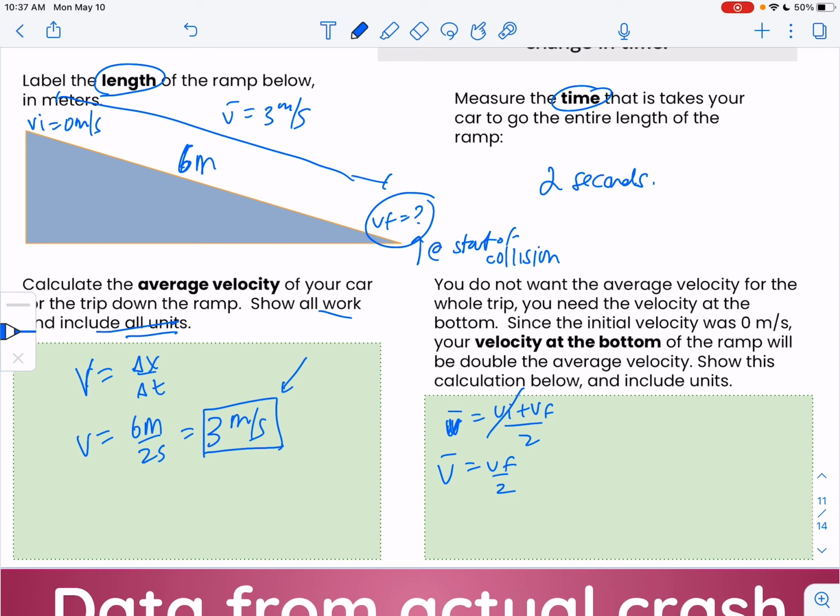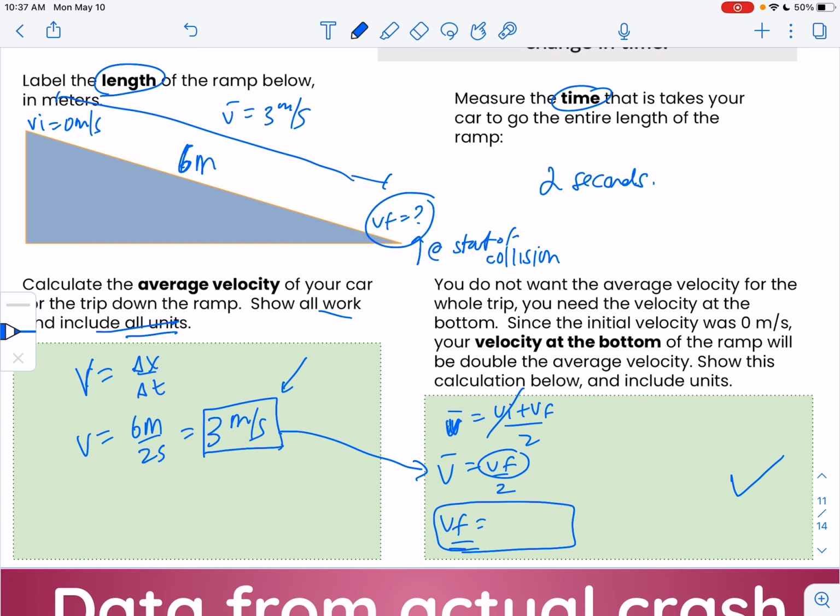It's like if I have a 100 and a 0 on tests, then my average is a 50. Then I want to solve for this. I'm going to let you figure that out, but I'm trying to solve for VF here, and my average velocity is that one. I'm just solving for VF. So that's that.